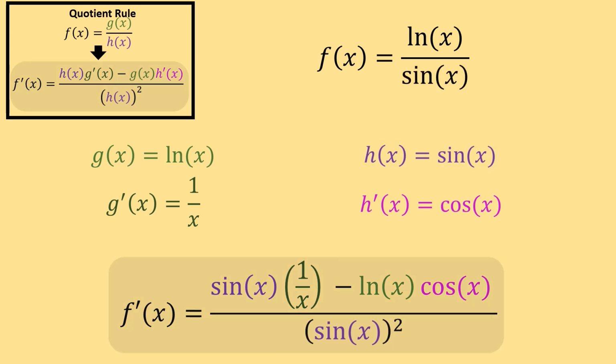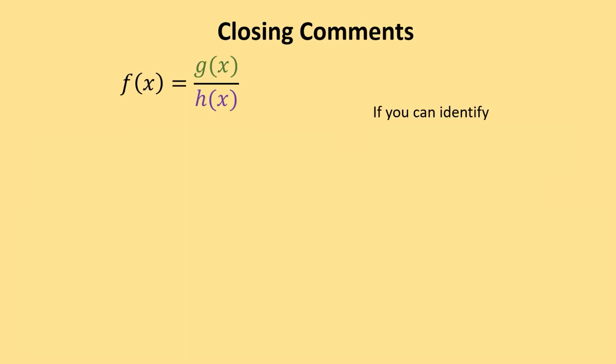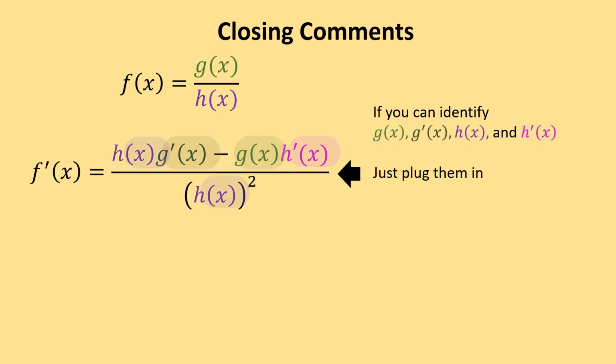And so our derivative is sine of x times 1 over x minus natural log of x times cosine of x, all that divided by sine of x squared. And so if you can identify your top and bottom function and each of their derivatives, really all you have to do to use the quotient rule is plug them into this format.